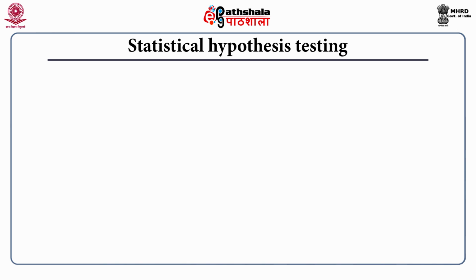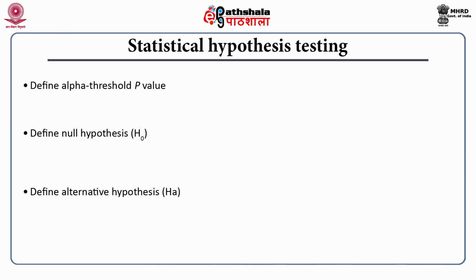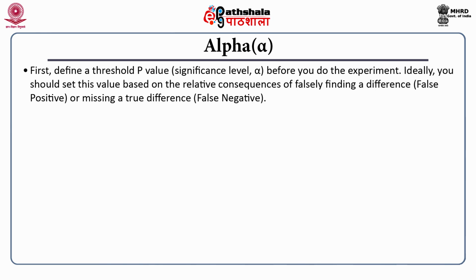Statistical hypothesis testing works by the following steps. The first step is to define the alpha, that is the threshold p-value. I will explain what the p-value is subsequently in this module. Define the null hypothesis, also called H0. Define the alternate hypothesis HA. Finally, calculate the p-value and decide the fate of the scientific hypothesis.